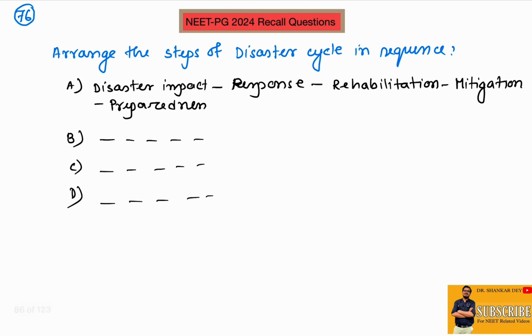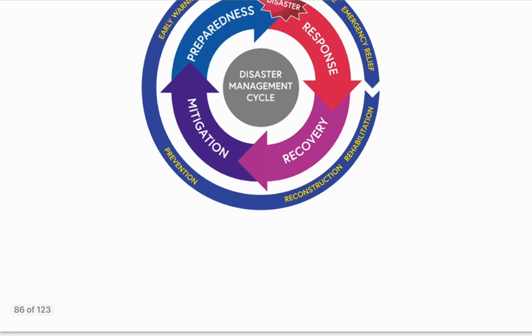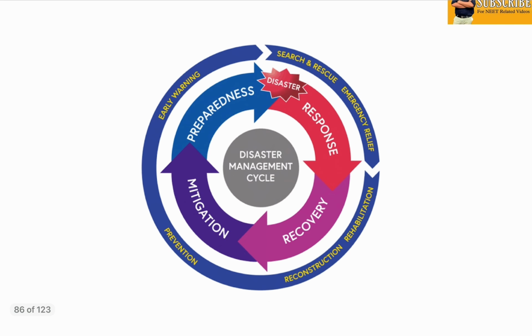76. Arrange the steps of disaster cycle in sequence. So let's look at the disaster management cycle. So here is your disaster. This is the disaster impact. First there will be disaster impact. After impact there will be response to disaster impact. Then this response is basically emergency relief. Then recovery is your reconstruction and rehabilitation. So first emergency relief, followed by recovery, rehabilitation, followed by mitigation or prevention of disaster, and lastly your preparedness or early warning for the next cycle.